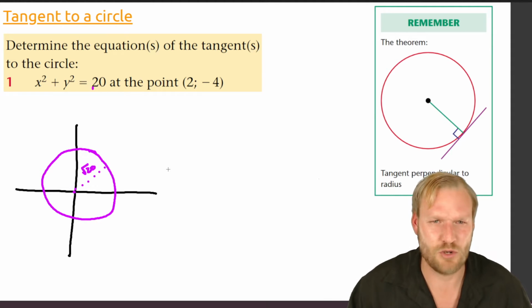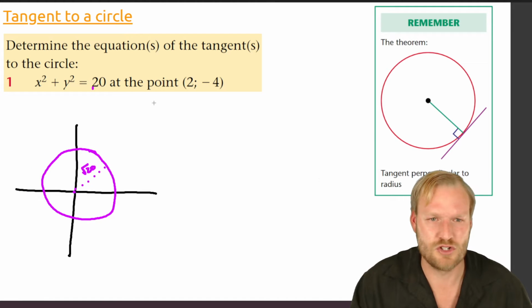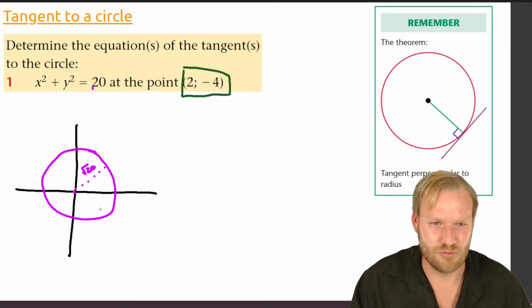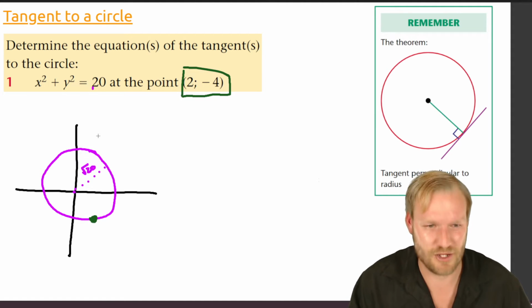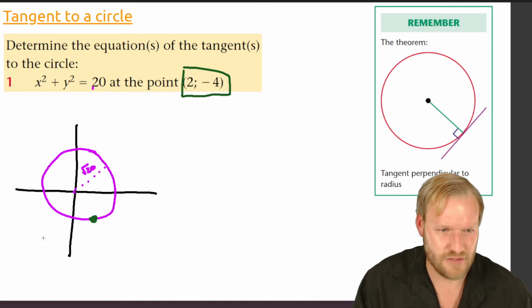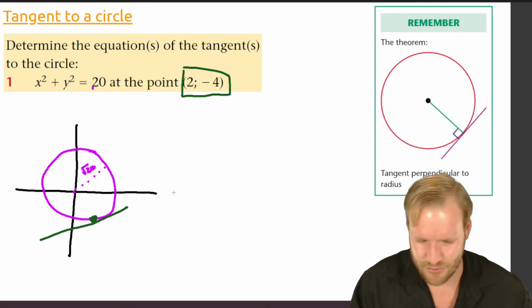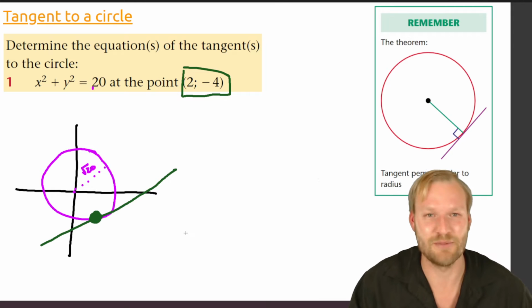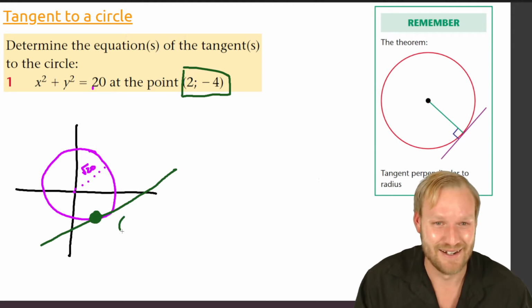Now, in which quadrant is the point (2, -4)? Well, we're at 2 and we're at -4. I'm not going to do this too much to scale, but it's approximately down there, so we're in quadrant 4. Now, let's draw a tangent over here. If I'd done this a bit more accurately it would have been better, but there's our tangent, just touching the circle once at the point (2, -4).